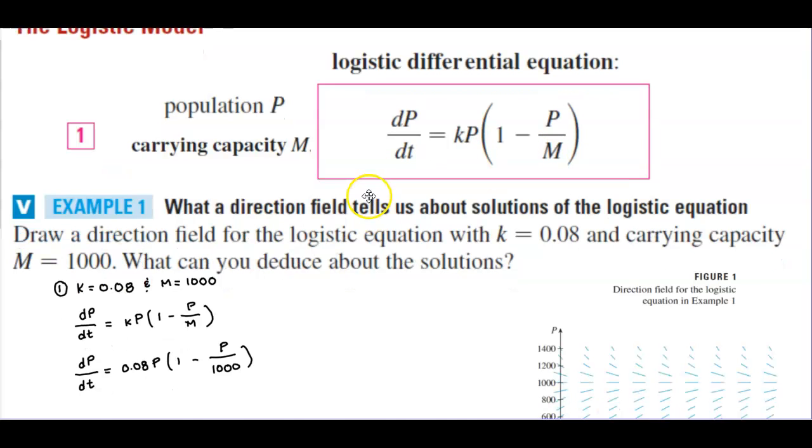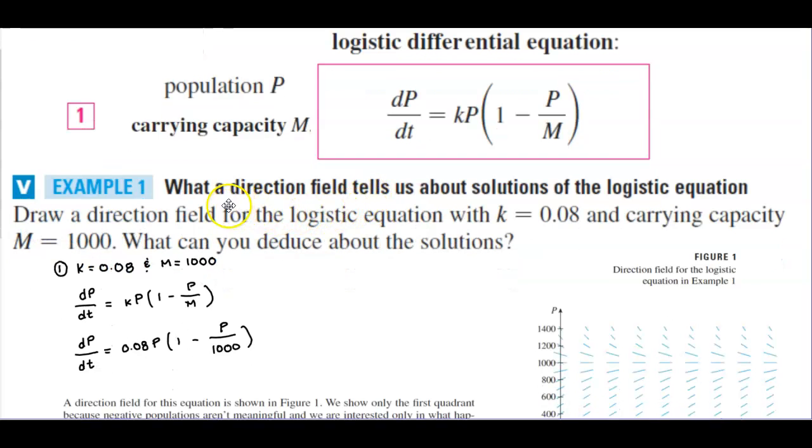Now in example number 1, what a direction field tells us about solutions of the logistic equation. So we want to be able to draw a direction field for the logistic equation with the constant K, which is equal to 0.08, and carrying capacity M is equal to 1000. What can you deduce about the solutions?